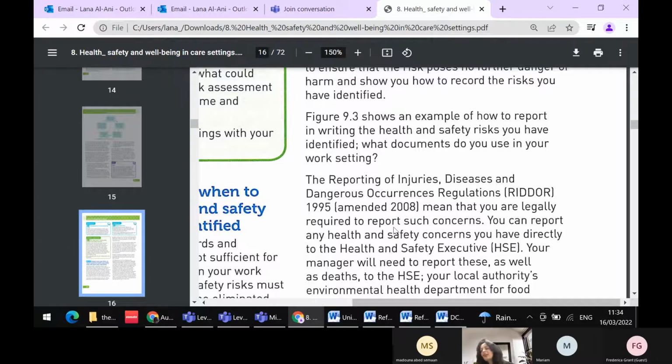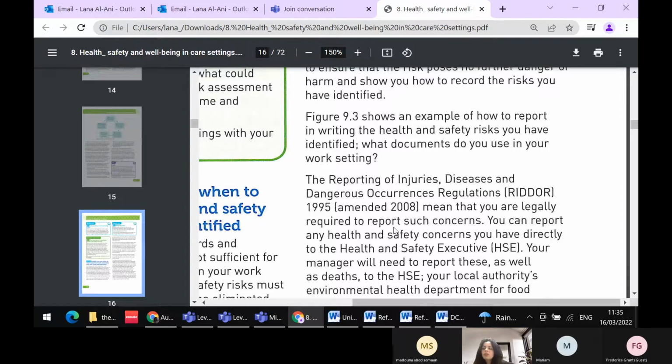So the manager has the responsibility to fix this and also to report it. If there are any injuries or diseases, he has to report them, following the Reporting of Injuries, Diseases and Dangerous Occurrences Regulations 1995. And any concerns, they have to report. You can also report the health and safety concerns you have directly to the Health and Safety Executive.